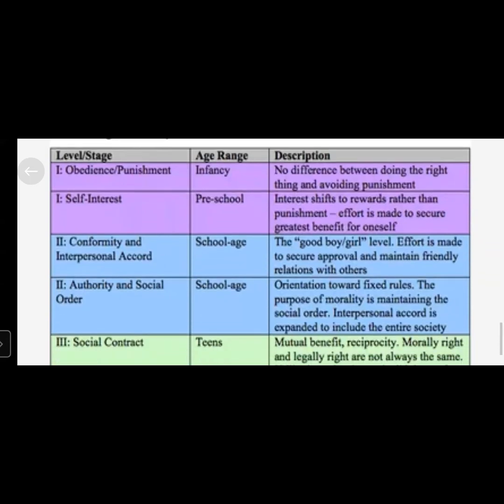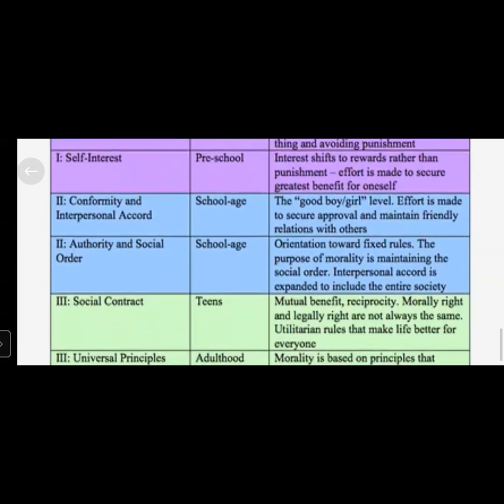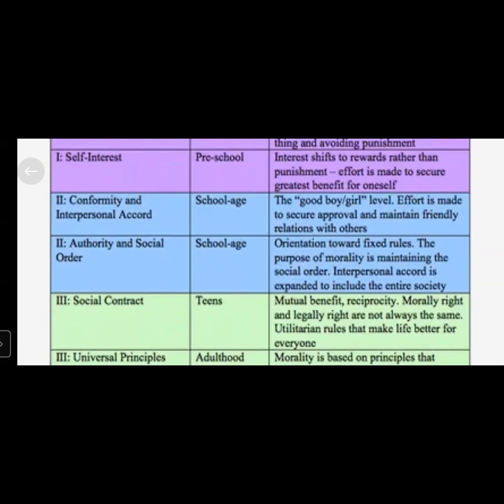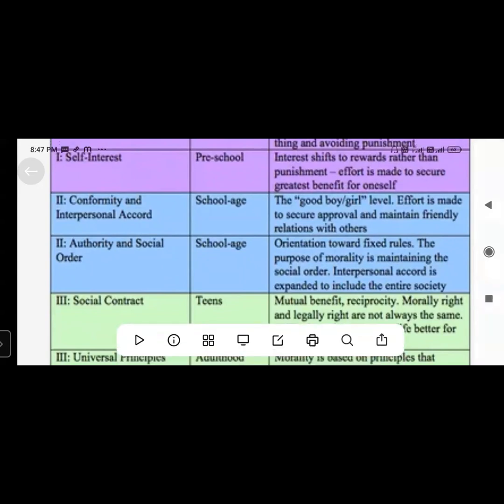Now the next one is conformity and interpersonal accord, that is school age. ये school age में develop होना शुरू होता है. We are all talking about the ethical principles which develop in the child, कि कब शुरू होते हैं और कैसे वो आगे भी वैसे ही बरकरार रहते हैं. Now the next one is conformity and interpersonal accord, that is school age. तो इसमें क्या होता है, the good boy good girl level: effort is made to secure approval and maintain friendly relation with others.